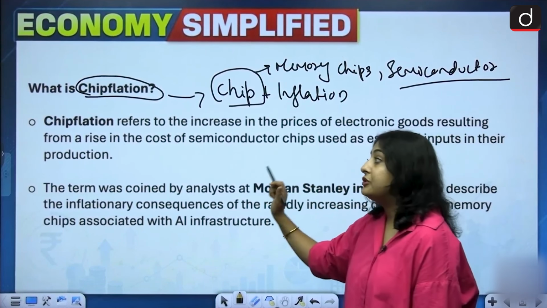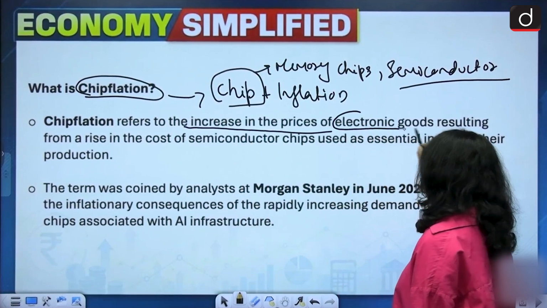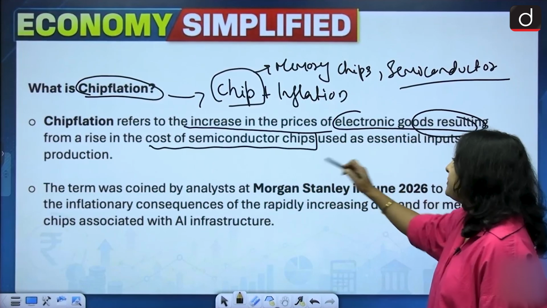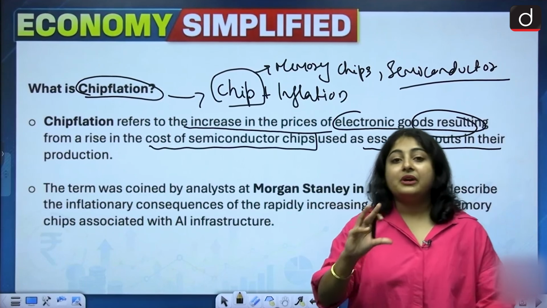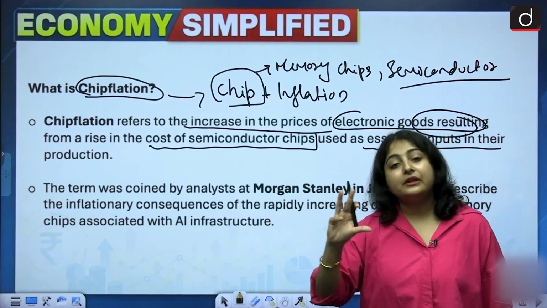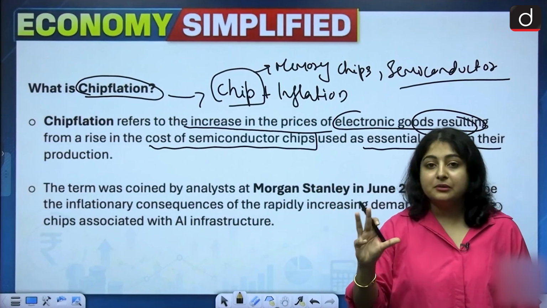Now let us have a look at the definition. Chipflation refers to an increase in the prices of electronic goods resulting from the rise in the cost of semiconductor chips used as essential inputs in their production. Since the prices of semiconductor chips have increased, the prices of electronic products have also increased. This is what chipflation means.